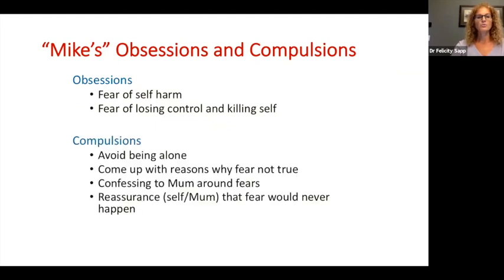His compulsions were that he just avoided being alone, so he always needed to be around people. He was coming up with reasons, again, these mental compulsions, of why the fear wasn't true. He would try and talk himself out of it. He was confessing to his mom about these fears, and he was really trying to get reassurance from his mom that this would never happen, but also from himself. He was doing a lot of self-reassurance. So there were a lot of mental compulsions here, rather than any physical compulsions.